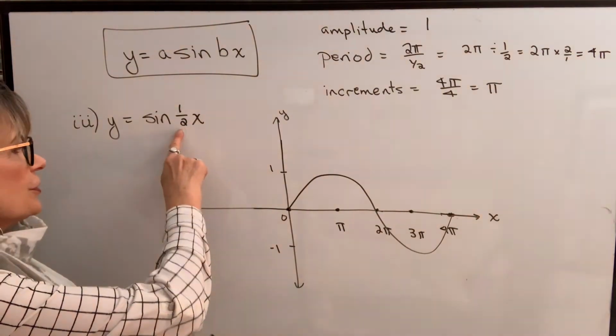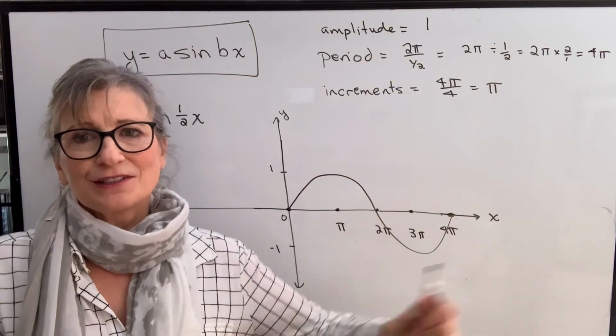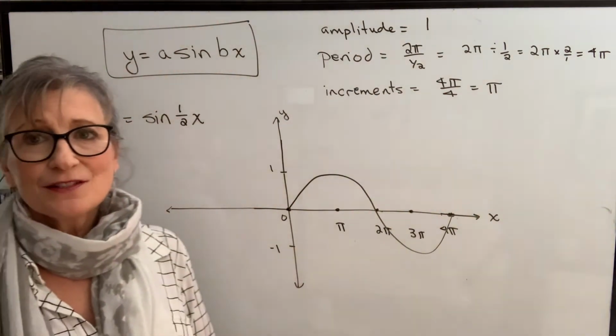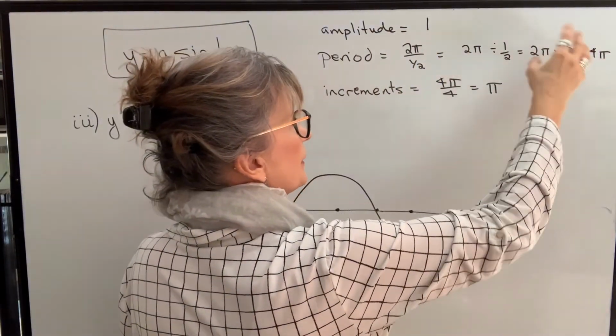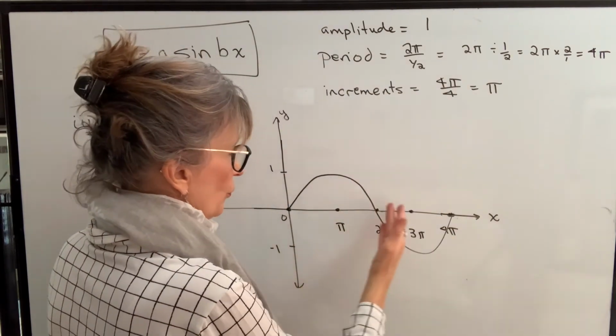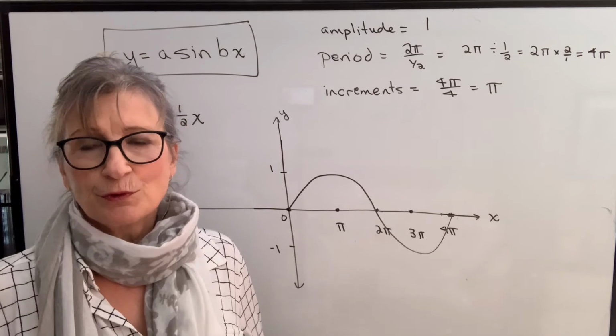So this coefficient actually stretched the sine function horizontally. And I find that's going to be the easiest way to draw these. Find your amplitude, find the period, figure out what the increments are, and then take your shape and you'll know what those one cycle of the graph key points will be.